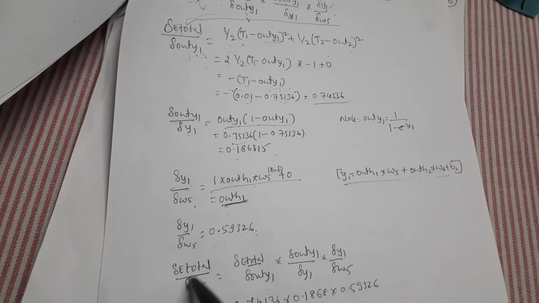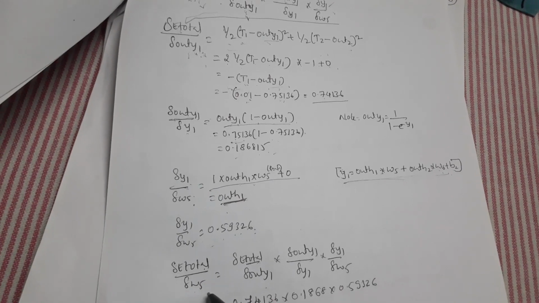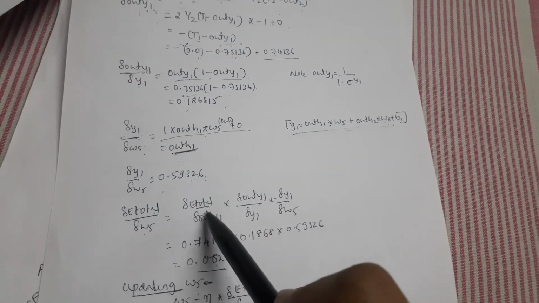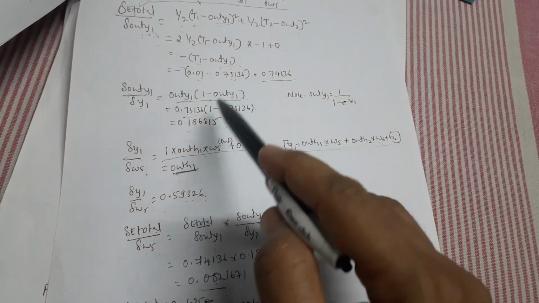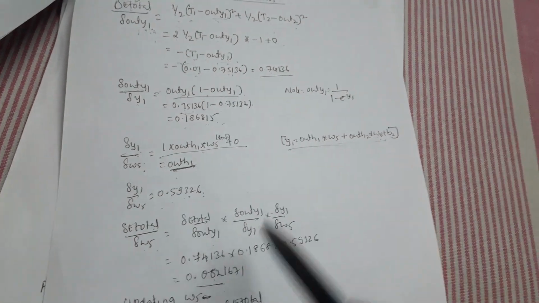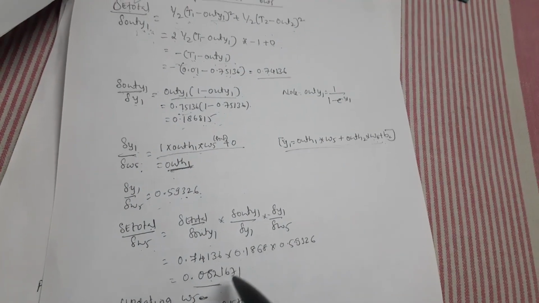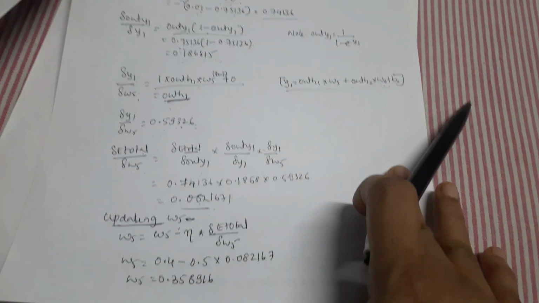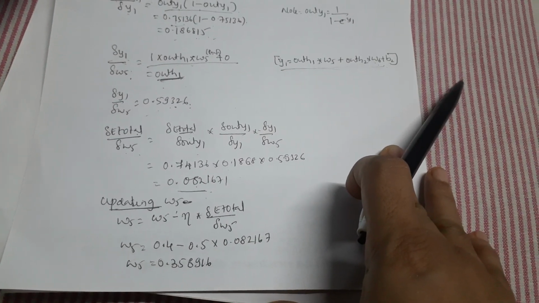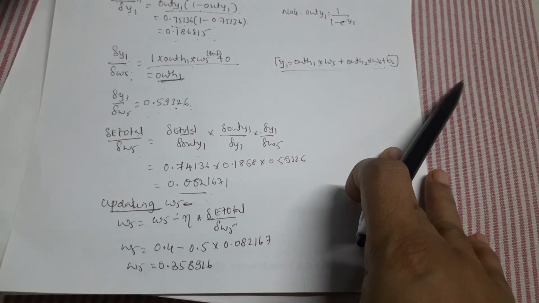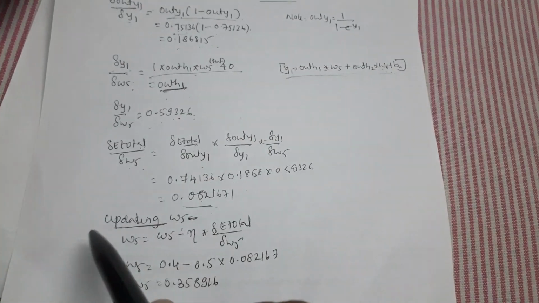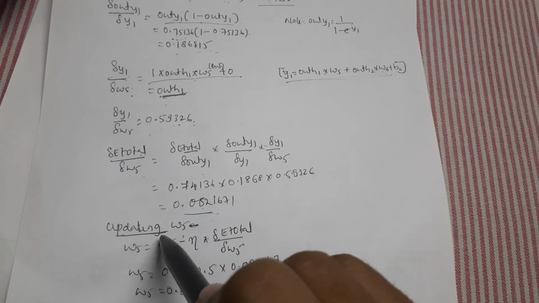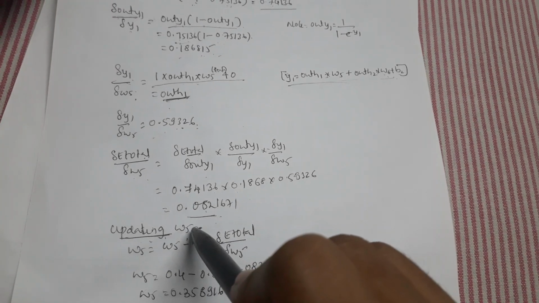Now the change of total error with respect to change in W5. Substitute the value of this and this, multiply, and you will get 0.08216. Now your next step is to update W5.